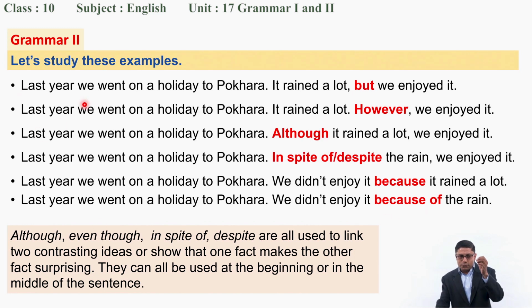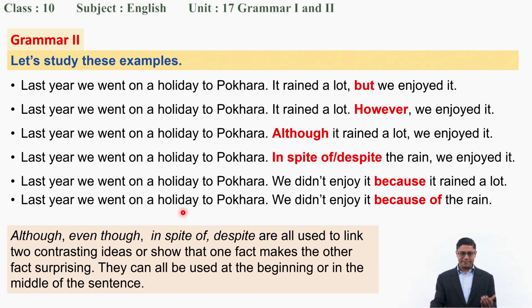See, I have given you the same idea here. All the sentences bring the same idea. I have given it for you so that you can easily compare the use of these connectives. Okay? And you see, you can find different types of connectives here. But and however, they are one pair, although and in spite of or despite, this pair is a different one, because and because of, this is a different pair.